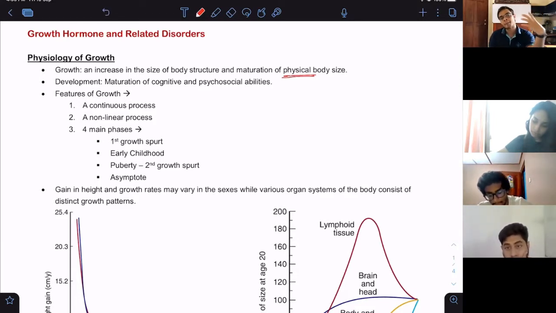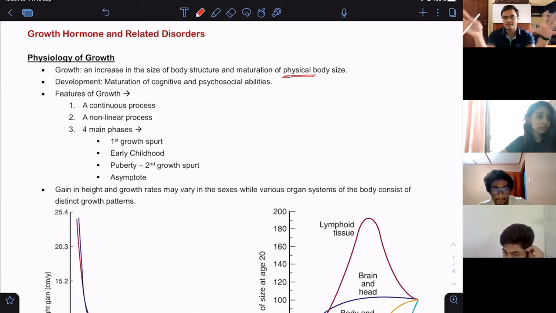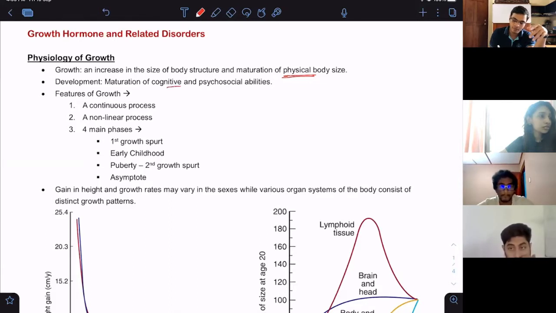So we will be seeing changes related to height, changes related to thickness of bones, size of viscera. We will talk about all of these kinds of things. Development is what, guys? This is maturation of cognitive and psychosocial abilities. So here, basically, we are talking about mental things, guys.